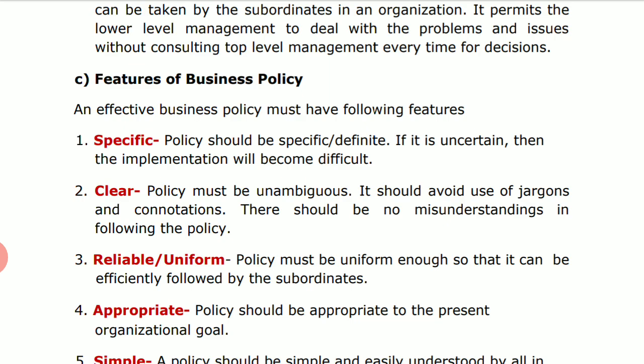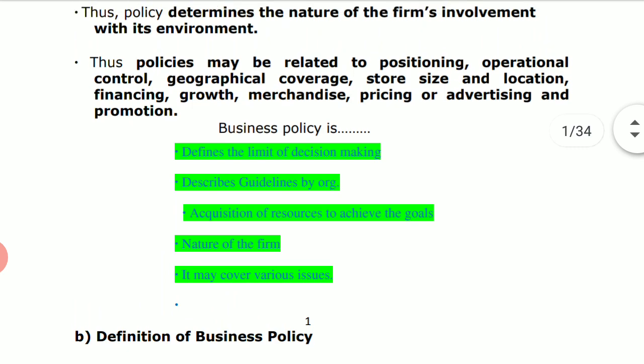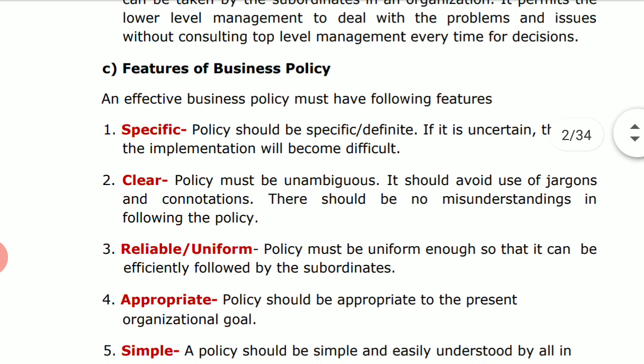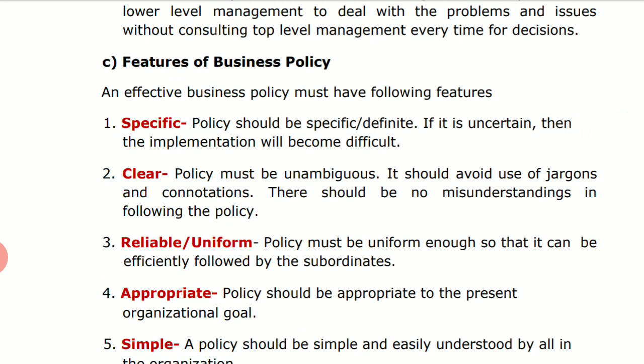Right? So I think we are clear about the business policy. What is business policy? Number 1, it defines the limit of decision making. Number 2, it describes the guidelines by the organization. Number 3, it tells us about the acquisition of the resources. Number 4, it is the nature of the firm. It tells us about the nature of the firm. And next, it may cover various issues, right? So these things are possible with the help of business policy, or business policy in short, are these 5 different points.